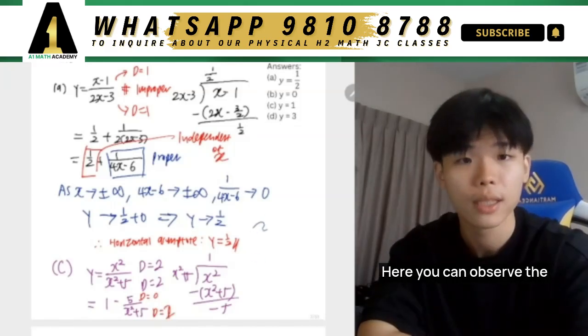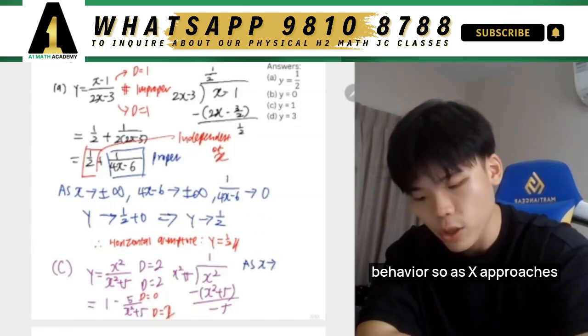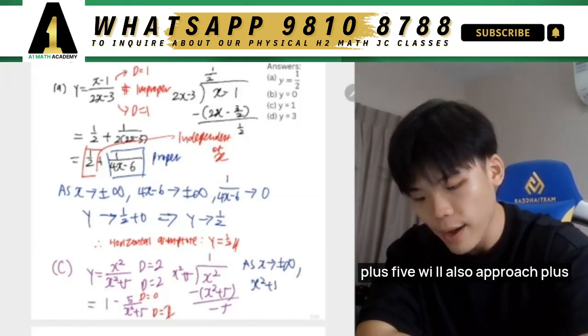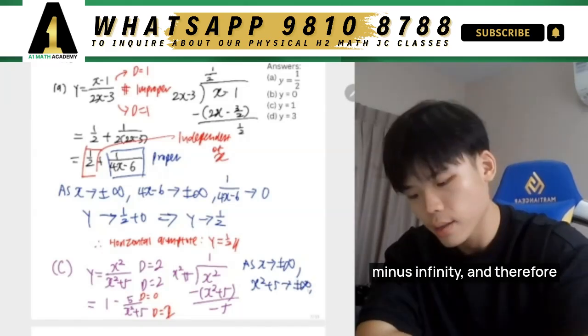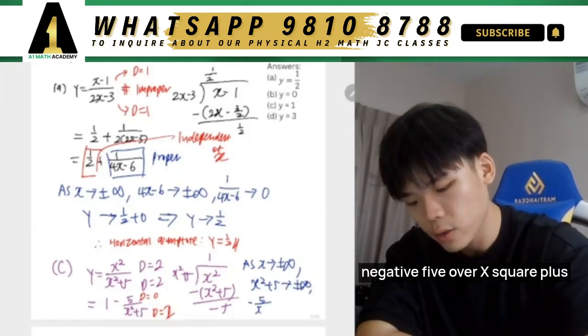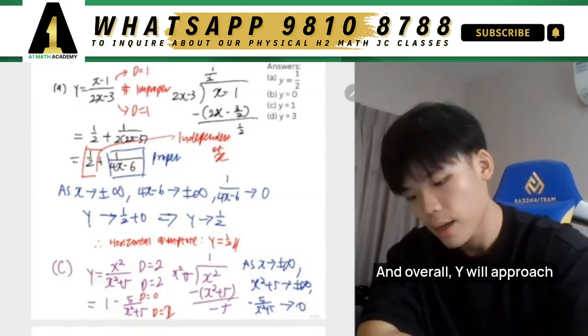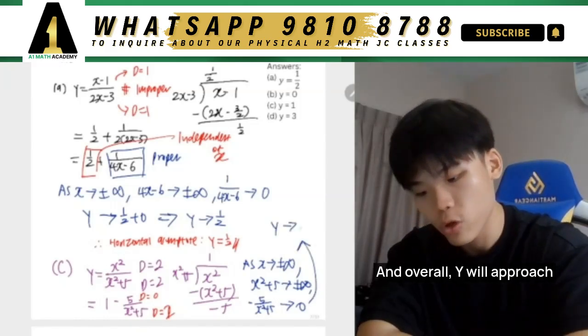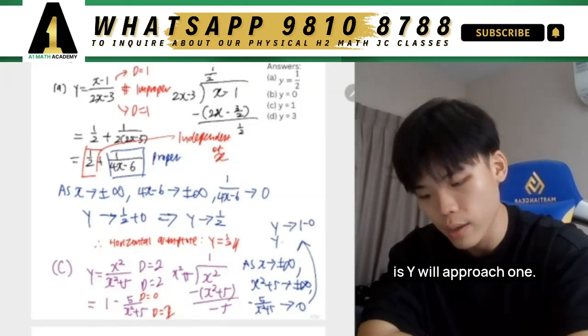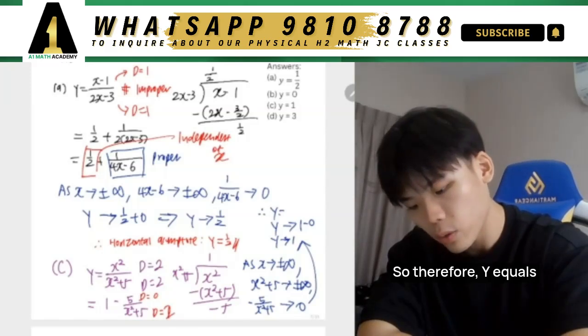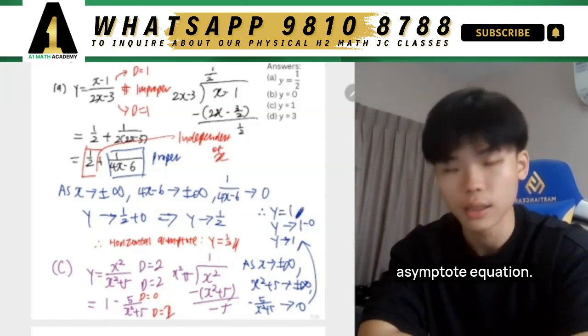So here you can observe the behavior. As x approaches plus or minus infinity, x squared plus 5 will also approach plus infinity. And therefore, negative 5 over x squared plus 5 will approach 0, because it is small over very, very big. And overall, y will approach 1 minus 0, which is, y will approach 1. So therefore, y equals 1 is the horizontal asymptote equation.